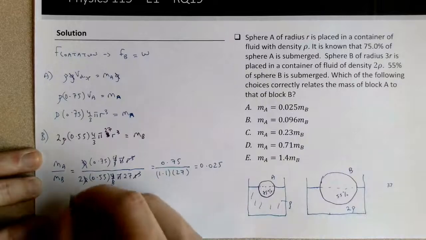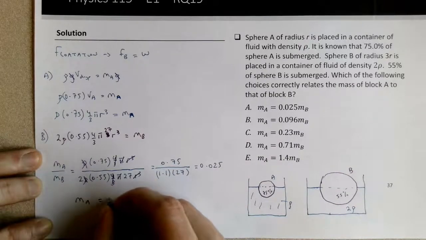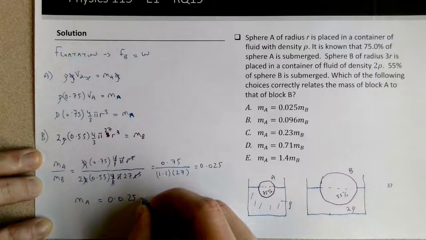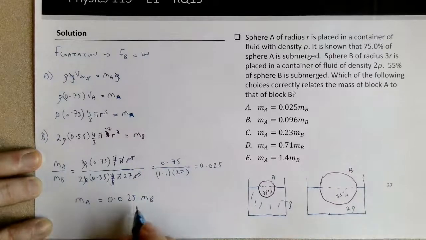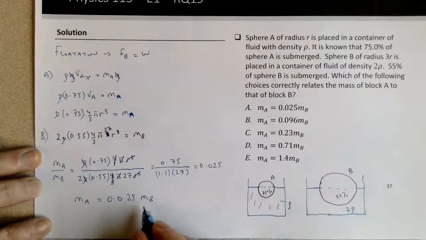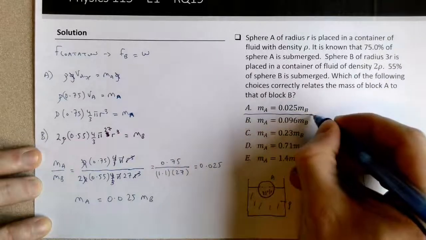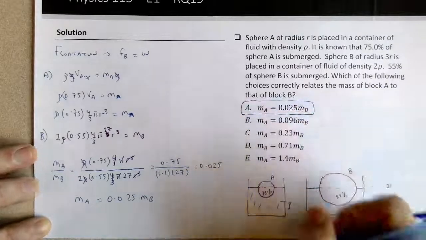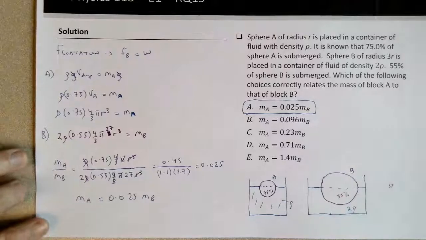So if I multiply both sides by MB, the mass of A is 0.025 times the mass of B. So choice A is the correct answer. Tough question.